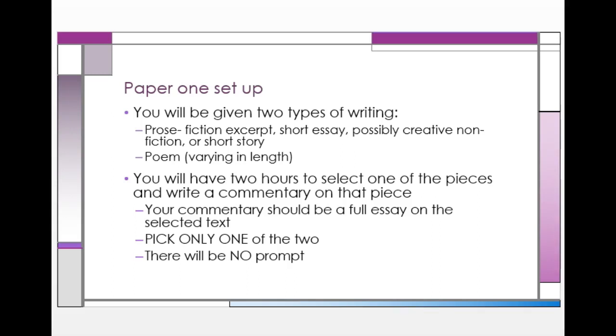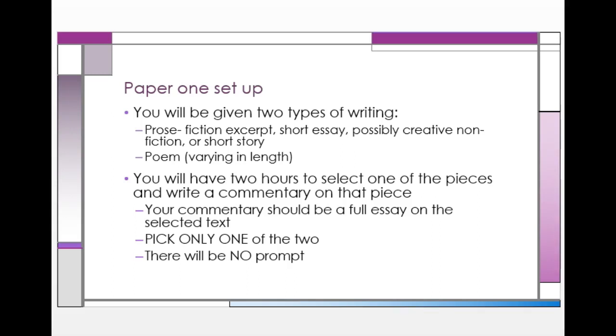So you'll have 2 hours to pick one of the pieces, and you're going to write a commentary on that piece. Your commentary should be a full essay on the selected text. Super important, you can only pick one of the 2, and you will not get a prompt. So you guys are testing higher level, HL, so the only thing your test will say is that you're going to write a commentary on one of the 2 pieces.